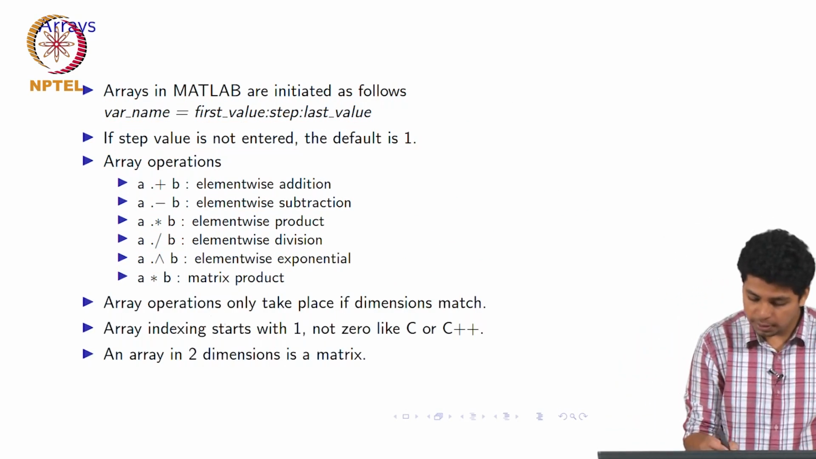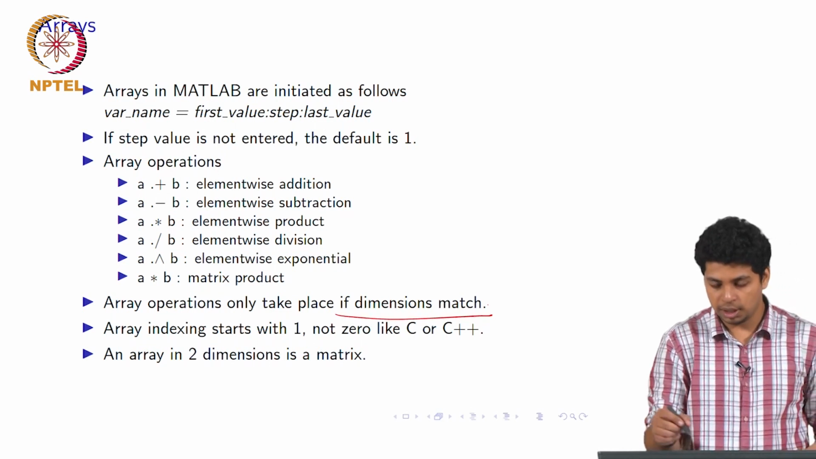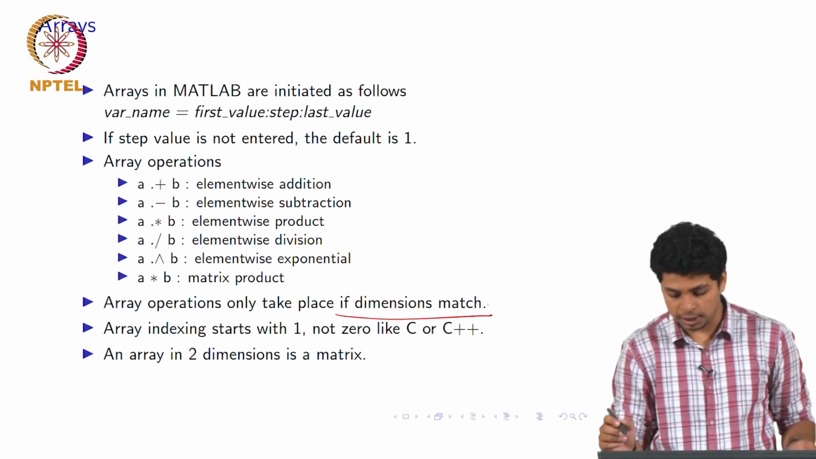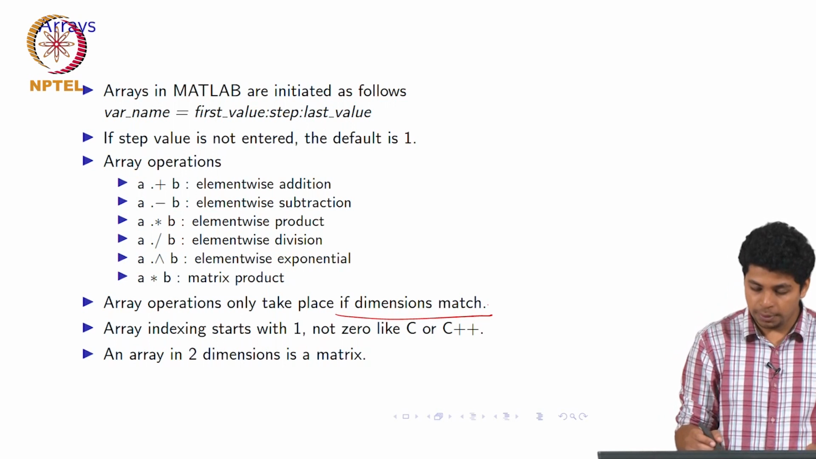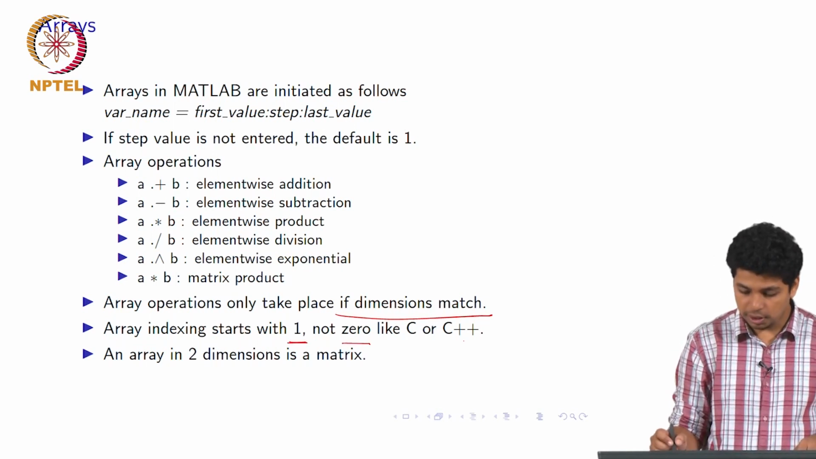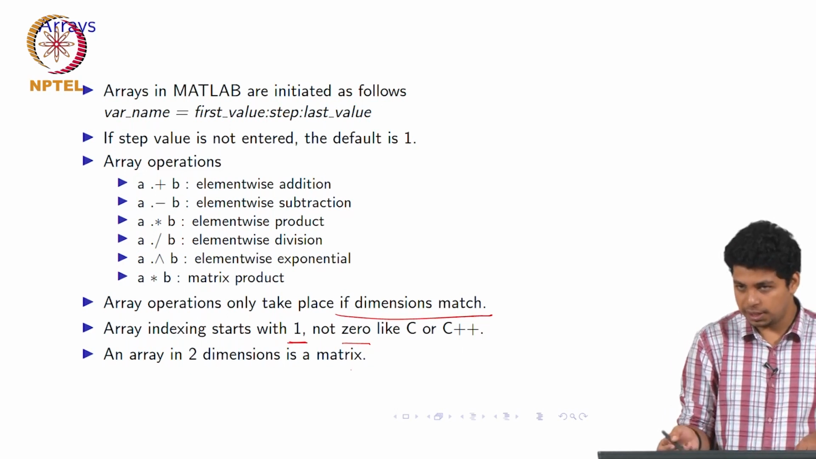Now array operations will take place only if the dimensions of both variables which are storing arrays match. If this does not happen, then MATLAB will give you an error. And again I would like to remind that the indexing starts with 1, not 0 like C or C++. Okay. Then if you have a 2-dimensional array, then it is basically a matrix.